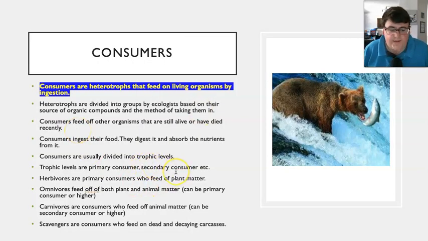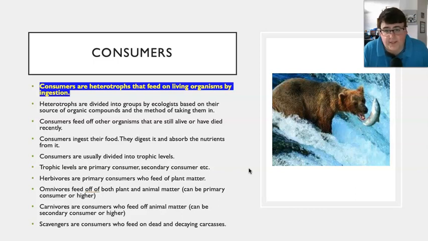Heterotrophs, on the other hand, like I said, can be split into consumers, detritivores, and saprotrophs. Consumers are heterotrophs that feed on living organisms through ingestion. Consumers will feed off other organisms. Now, those other organisms are either alive or have died recently, generally being killed by the consumer itself. Okay, and generally these consumers are divided into trophic levels. Now, those trophic levels are primary consumer, secondary consumer, tertiary consumer, quaternary consumer, etc.